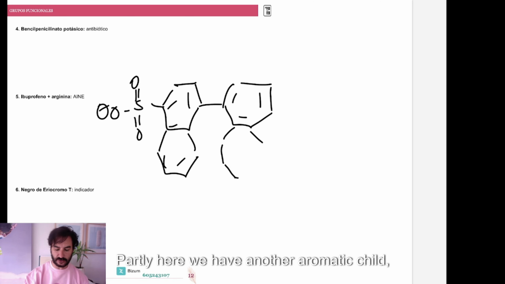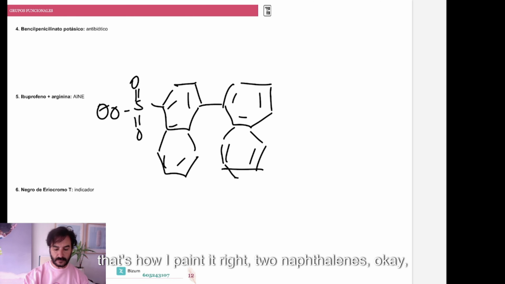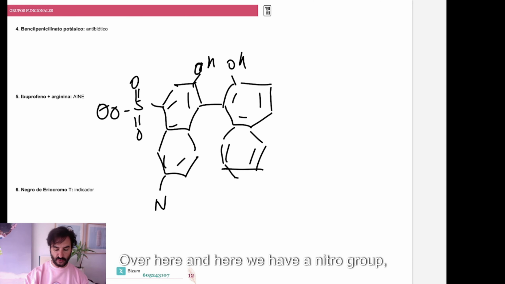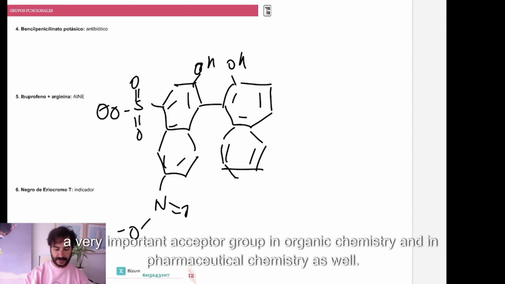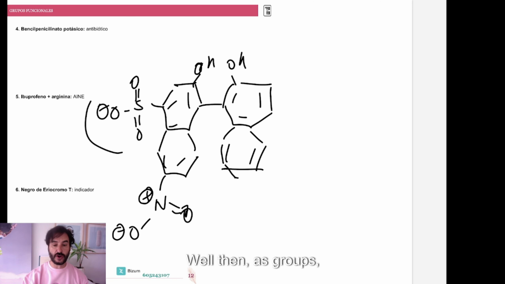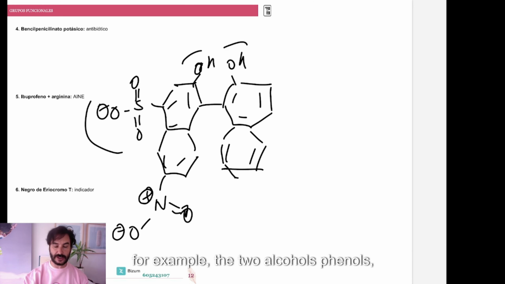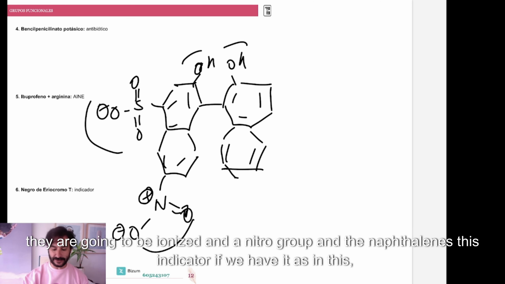Partly here we have another aromatic ring. That's how I paint it, right? Two naphthalenes, okay? And then you have two alcohol groups, two phenol groups. Over here and here we have a nitro group, a very important acceptor group in organic chemistry and in pharmaceutical chemistry as well. Well then, as groups, what do we have? A sulfonate that we have here in this form, sodium sulfonate. For example, the two alcohols, phenols, which also have quite acidic hydrogens. That is, they are going to be ionized.